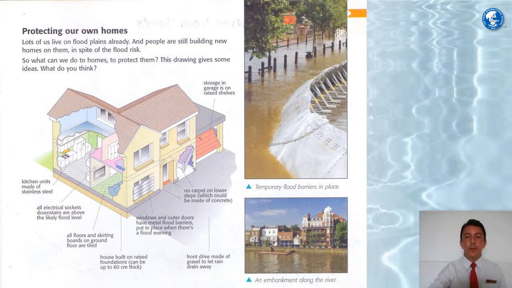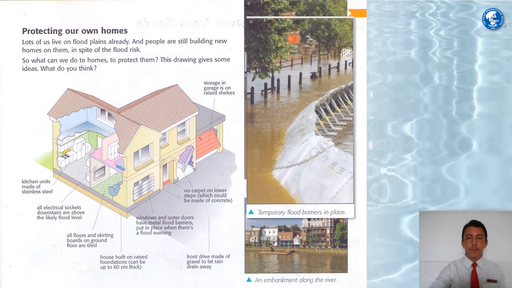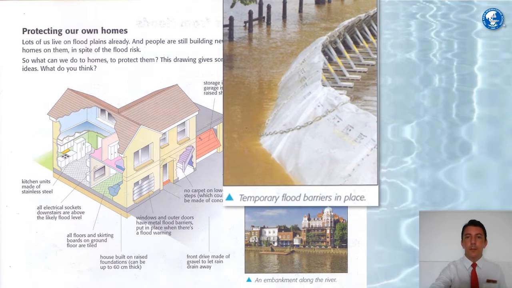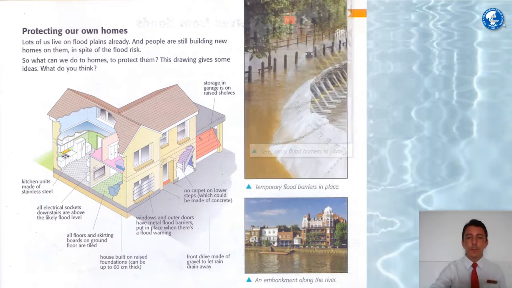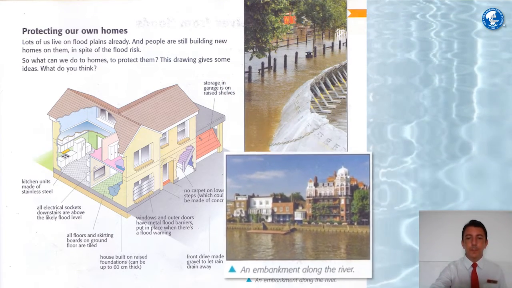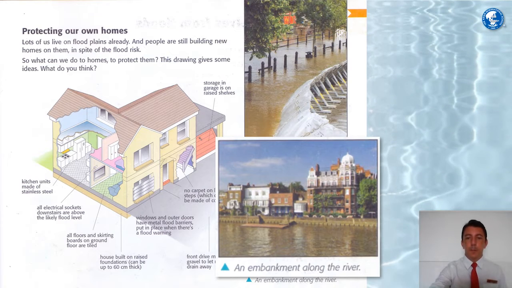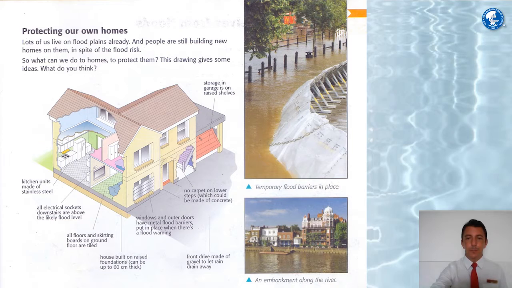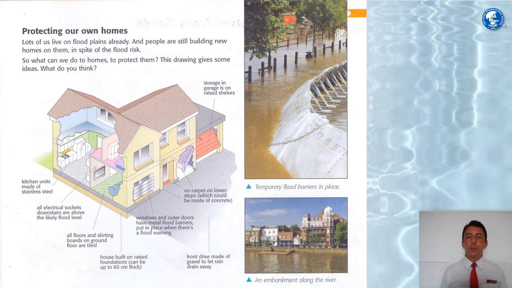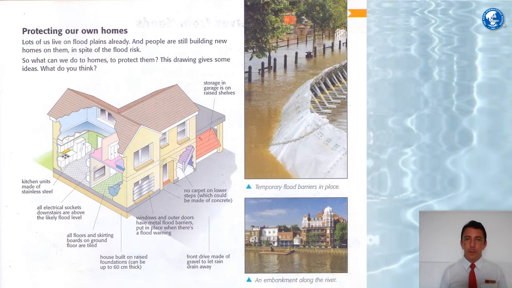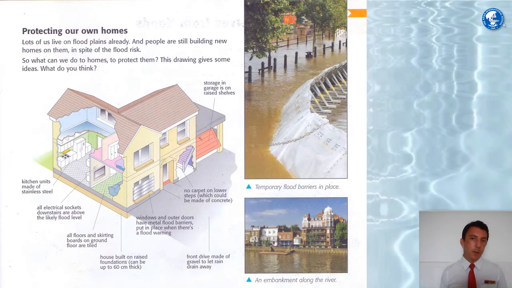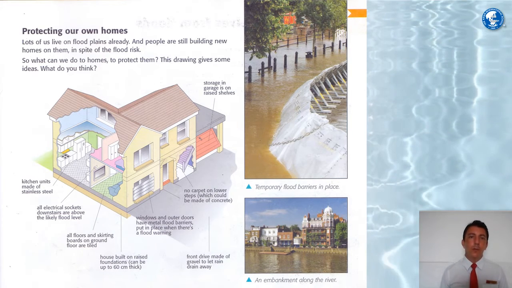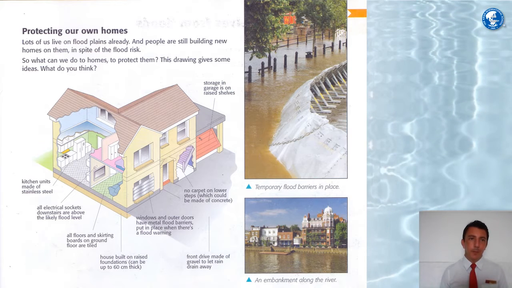So on the next page, we have a photo of another kind of flood barrier, and we can see it looks quite effective. And here we have an embankment along the river. So they are ways to prevent flooding from happening. But if our house is at risk of flooding, we have to think of some ideas to protect it or to lessen the damage if a flood happens.